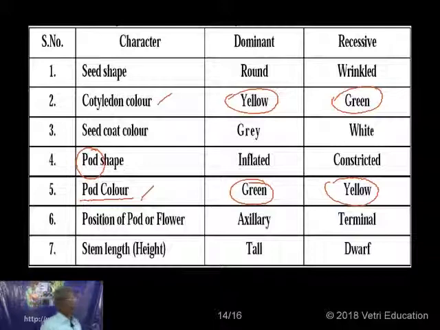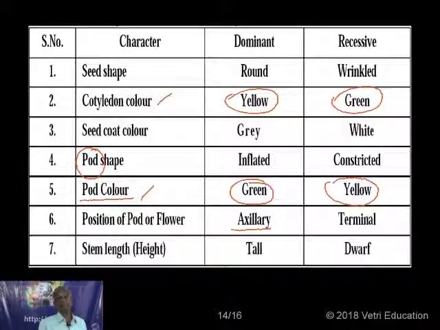If it is going to be on a pod color, if a green is crossed with a yellow variety, you will get green only in the F1 generation. If the character dealt is pod color, okay, so you have to be very careful in this. Similarly, position of the flower is axillary and terminal, and then the height of the plant, it is tall and the dwarf.